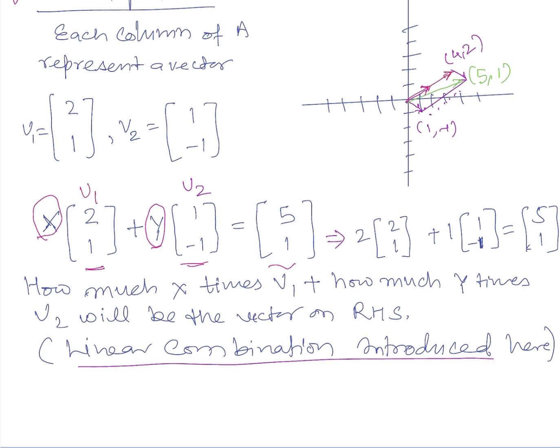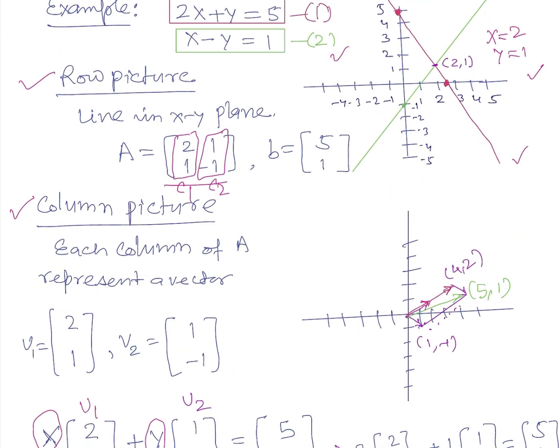It means that vectors v1 and v2 are going to form a linear combination, right? So how much of x times this vector, combined with how much of y times the other vector. So the linear combination comes into the picture, right? We are going to introduce linear combinations, and we are discussing them in terms of vectors only, right? As you have seen already, the solution is (2, 1).